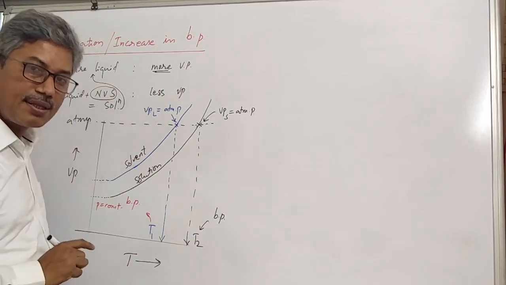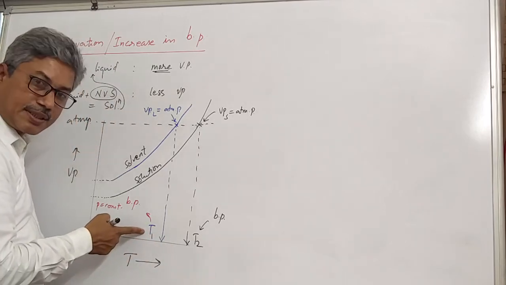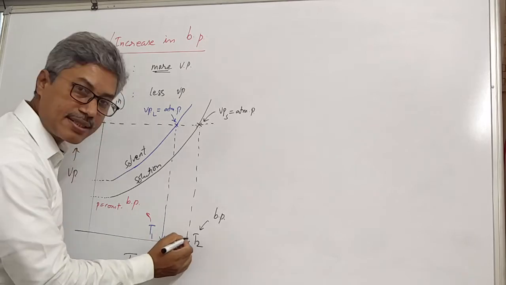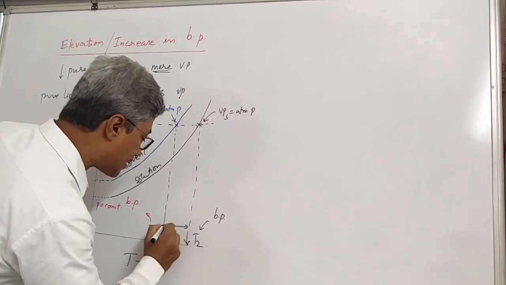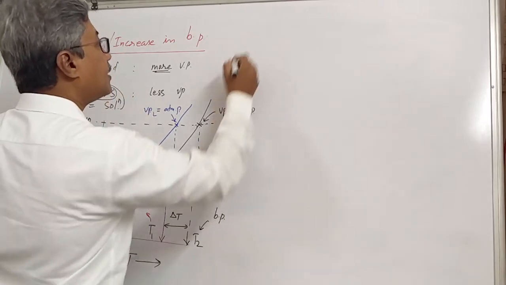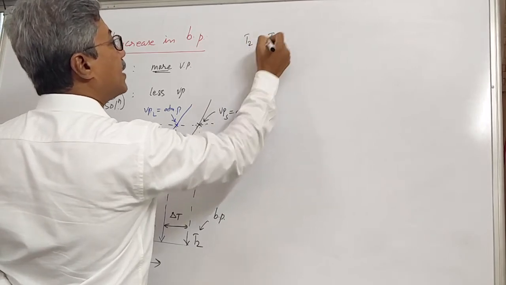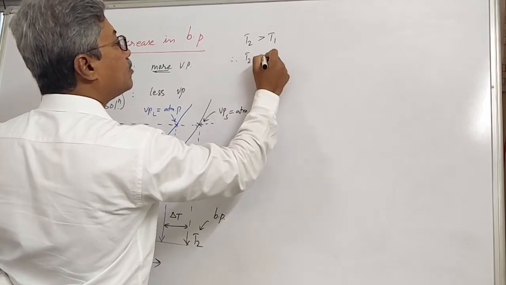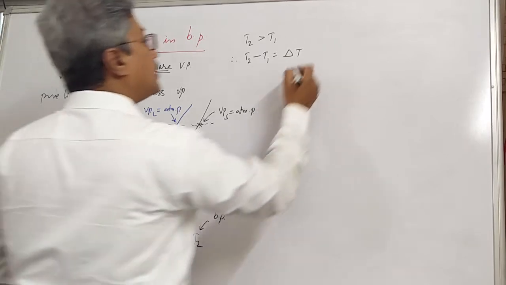Yes, students. That means what we are noticing? Initial boiling point was this much. Now, due to the addition of non-volatile solute, boiling point is increased, isn't it? Therefore, this difference is called delta T. That means here we notice T2 is more than T1, and T2 minus T1 is called delta T.